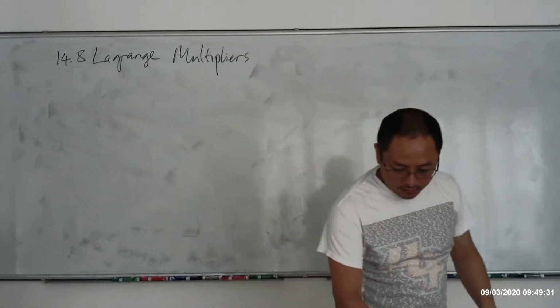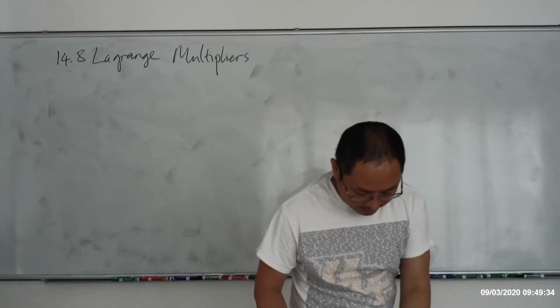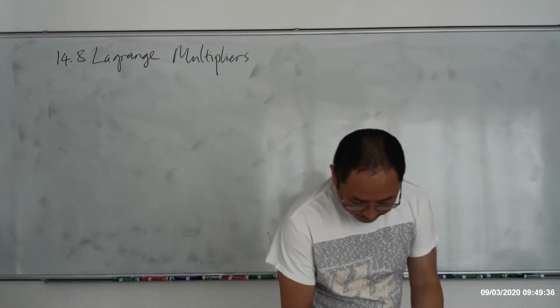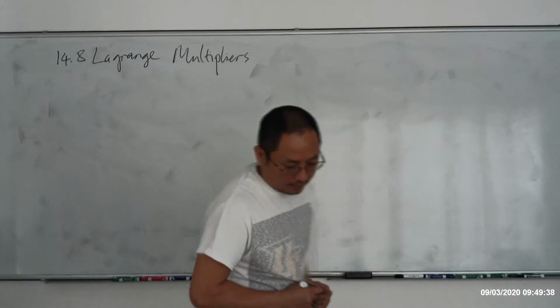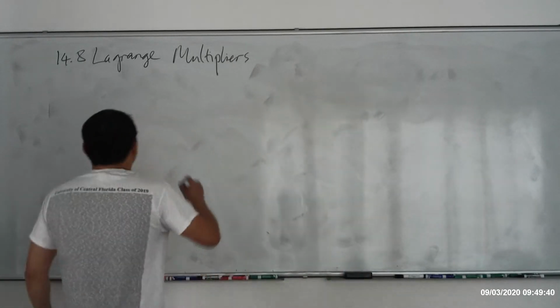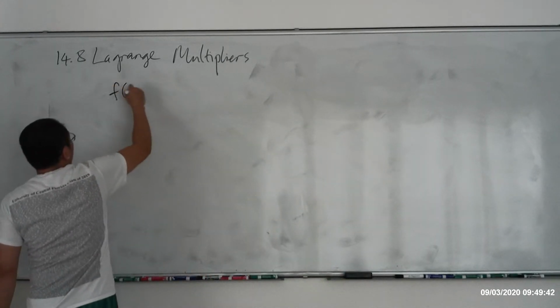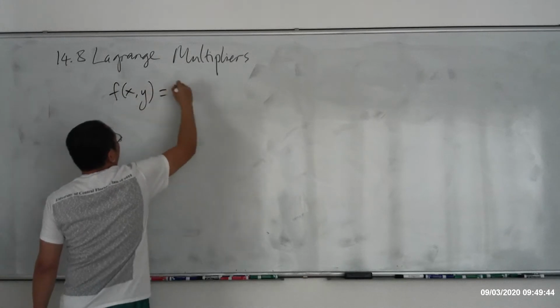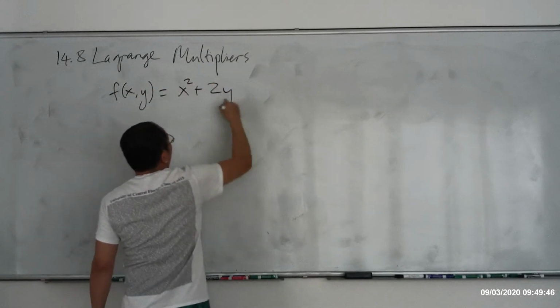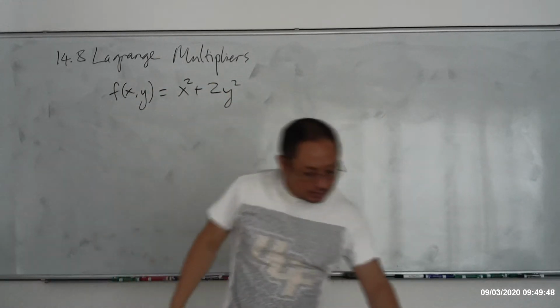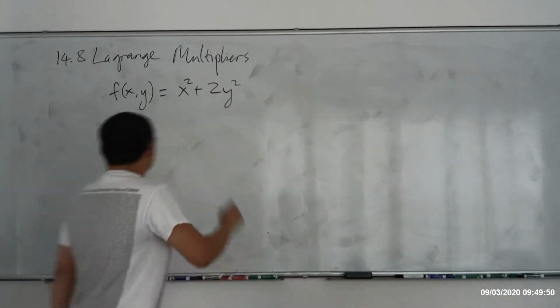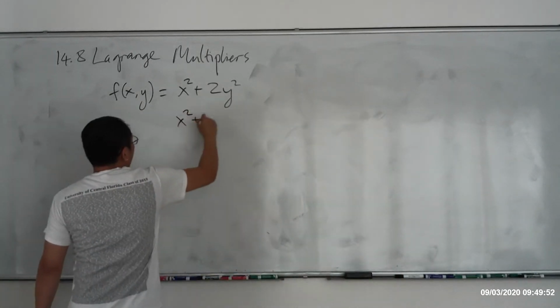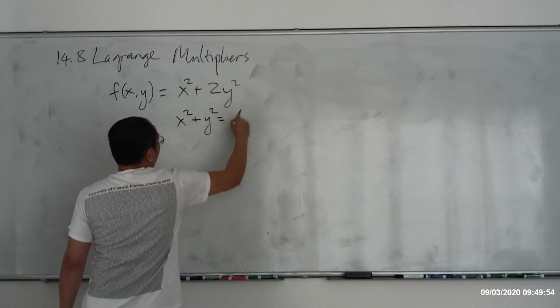Start with the first example, so let me choose something that's easy enough. Okay, find the extreme value of the function f(x, y) equal to x squared plus 2y squared that satisfy the condition that x squared plus y squared equal to 1.